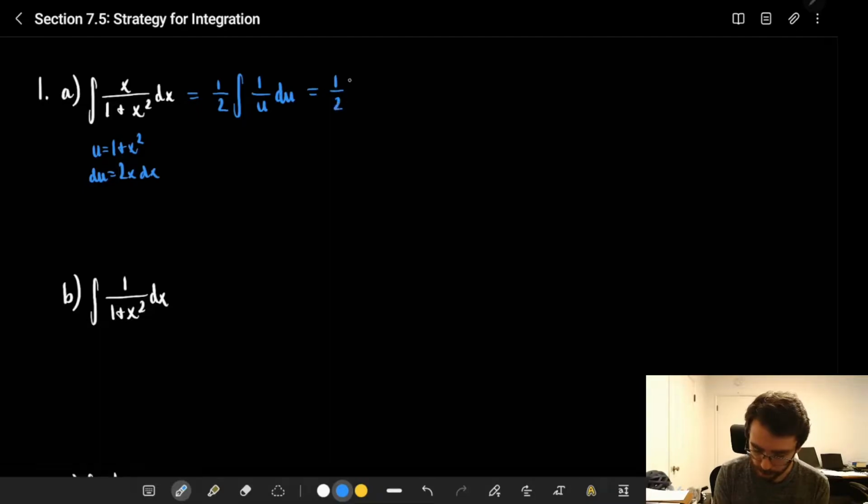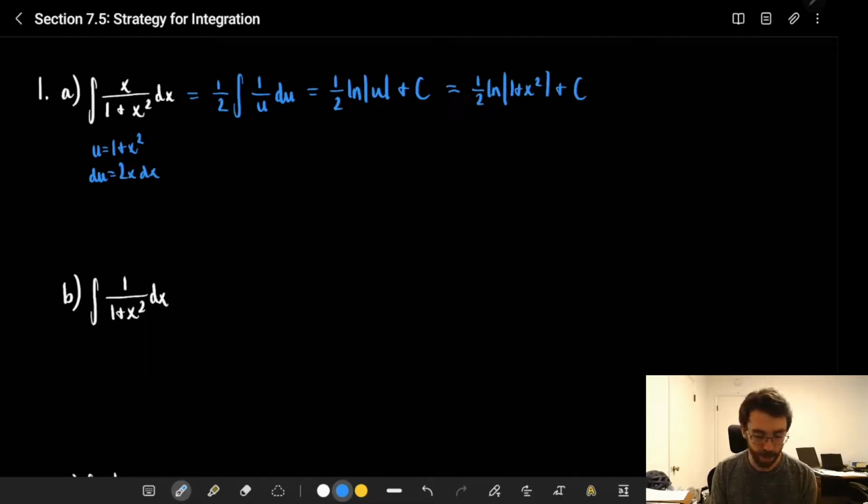This turns out to be 1/2 natural log the absolute value of u plus some constant, don't forget that. And then I plug back in for u, right? So 1/2 natural log absolute value 1 plus x squared plus your constant, and we're done. So great, that one wasn't too bad.